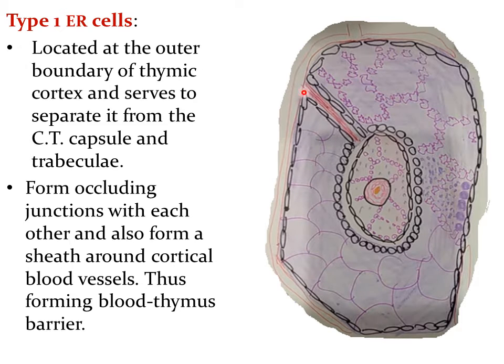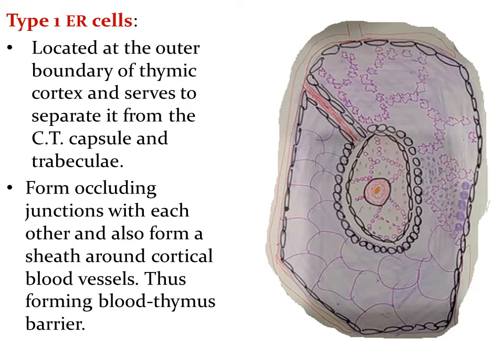In the schematic diagram, you can see the type 1. The outermost layer of epithelial reticular cells is the type 1 epithelial reticular cell, located in the outer boundary of the thymic cortex and serving to separate it from the connective tissue capsule and trabeculae. These type 1 cells have occluding junctions, tight junctions, with each other, and also form a sheet around the cortical blood vessels, thus forming the blood thymic barrier.